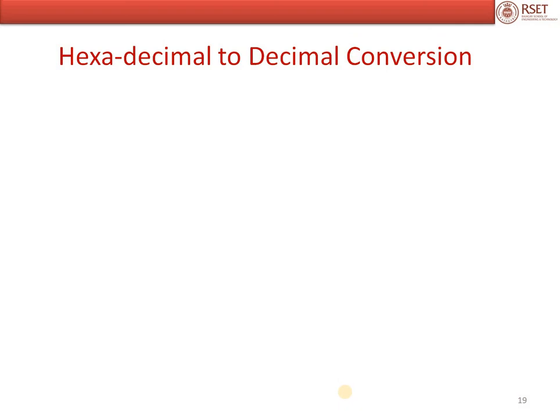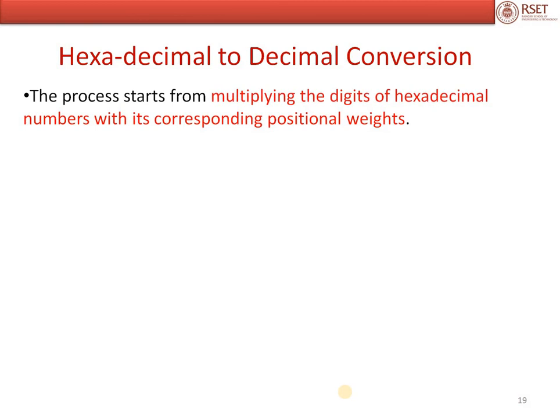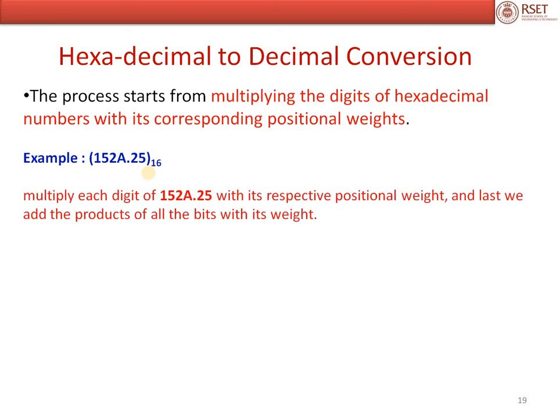And the next conversion is hexadecimal to decimal conversion. The process starts from multiplying the digits of the hexadecimal number with its corresponding positional weights. For example, starting with a hexadecimal number. This is the hexadecimal number. We need to convert it into decimal. So we multiply each digit with the corresponding positional weights.